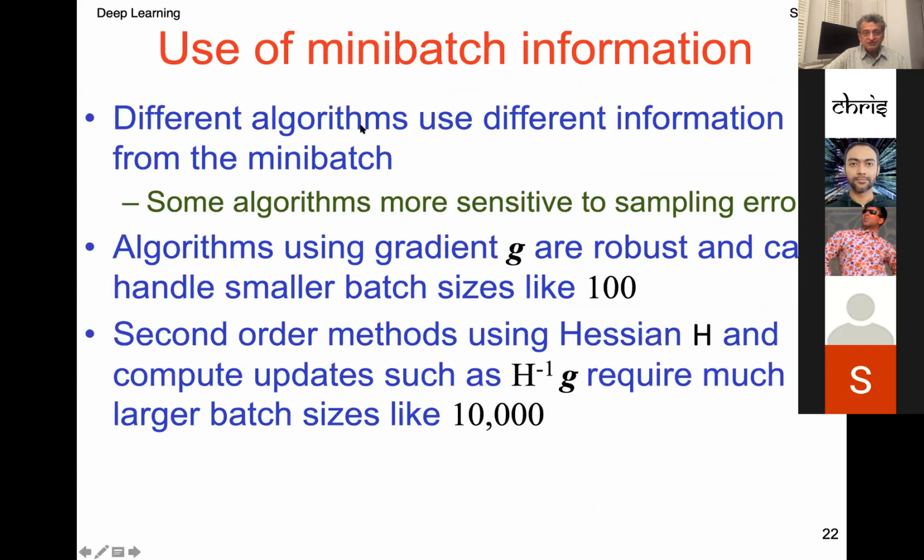So, use of mini batch information. Different algorithms use different information from the mini batch, and algorithms using the gradient G are robust and can handle smaller batch sizes like 100. And second order methods using the Hessian compute updates such as H inverse G. In normal gradient descent, we just use G, so that is what multiplies the learning rate. If you're using second order methods, you have to compute the Hessian and invert the Hessian matrix. And a second order method requires a much larger batch size, like 10,000. That's interesting. So a second order method would require higher batch sizes.